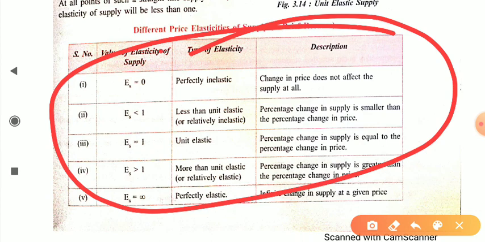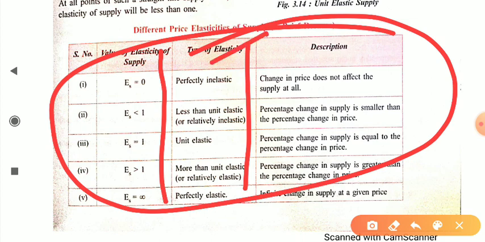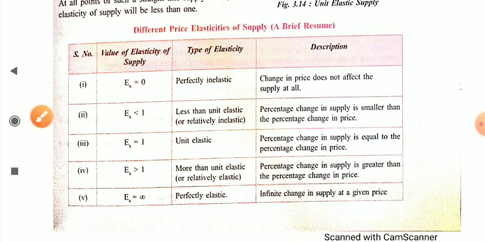Okay, you can see the different degrees of elasticity and different types of elasticity, like when Es equals 0, it is known as perfectly inelastic. In this case, the change in price does not affect the supply at all. So you can see this table which I explained to you above.